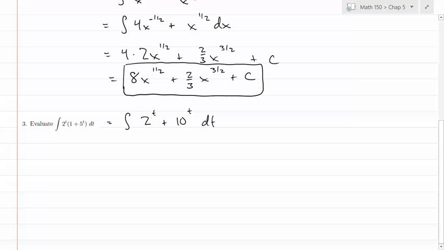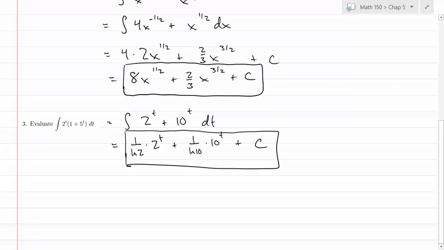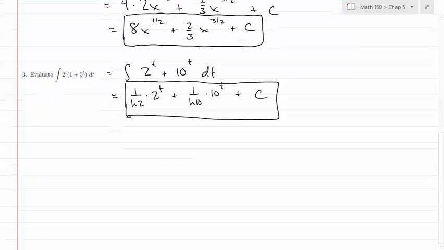Now the integral of 2 to the t is 1 over the natural log of 2 times 2 to the t. And similarly, the integral of 10 to the t would be 1 over the natural log of 10 times 10 to the t. And then plus c. And there's not a whole lot you can really do to simplify that, so I'm just going to leave it. Okay, that's like using the formula for the integral of b to the x, or b to the t, right? Exponential base b.